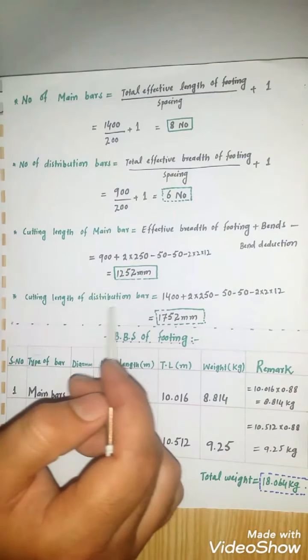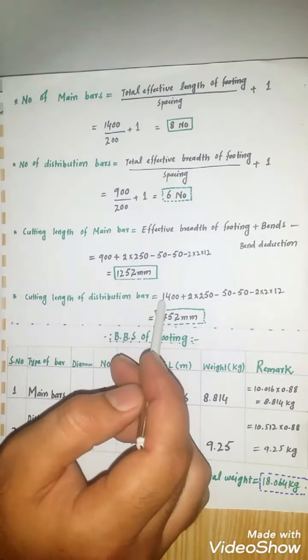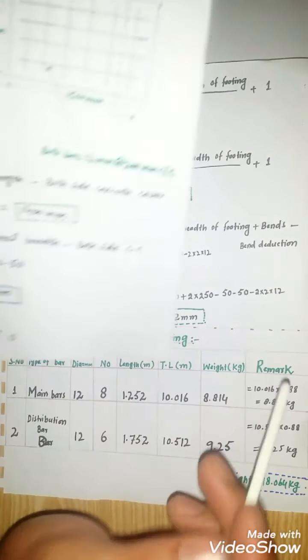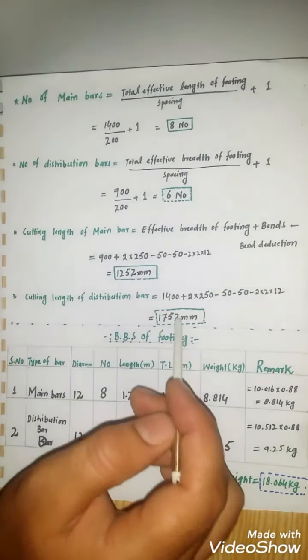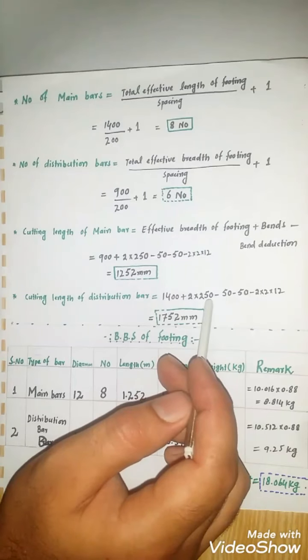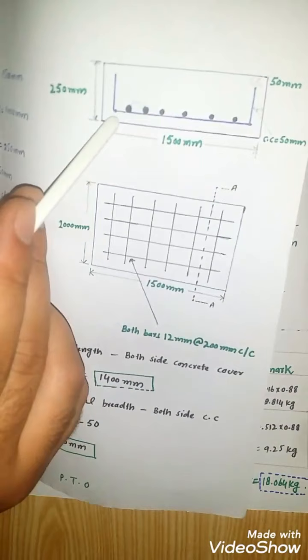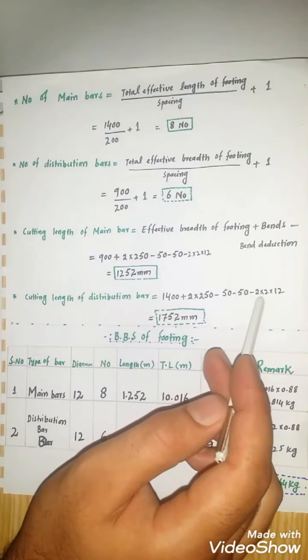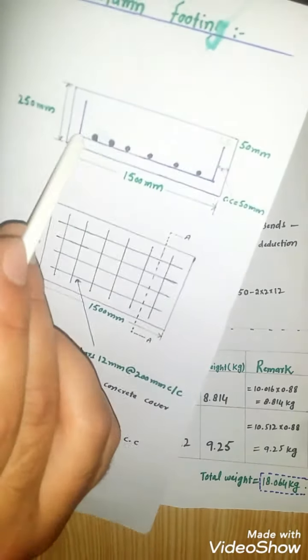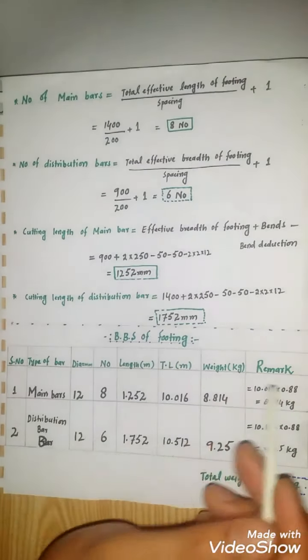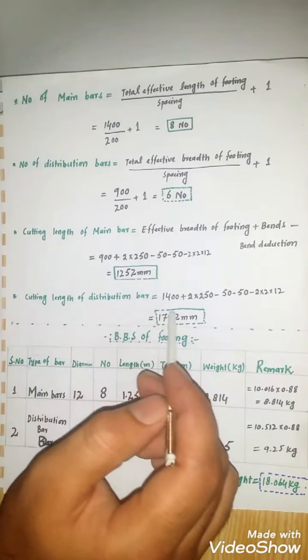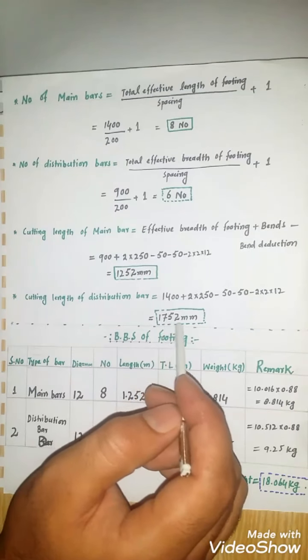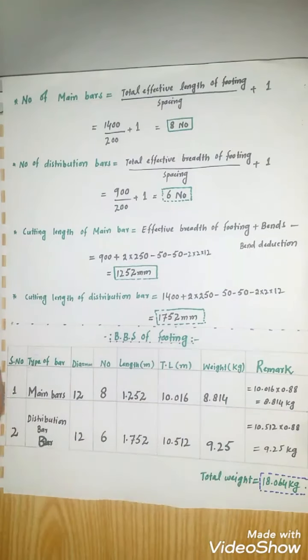Now find the cutting length of distribution bar. 1400, this is the effective length of footing, plus 2 times bends, minus 50 concrete cover from this side and 50 from this side, minus 2 times bend deduction 1 and 2. Cutting length of distribution bar is equal to 1752 millimeter.